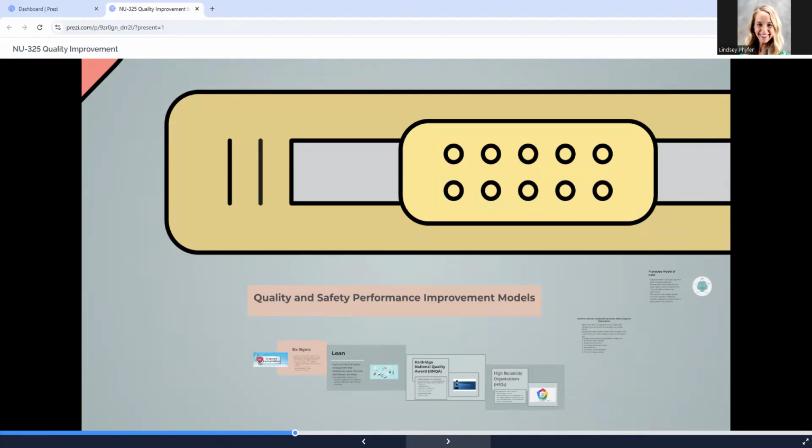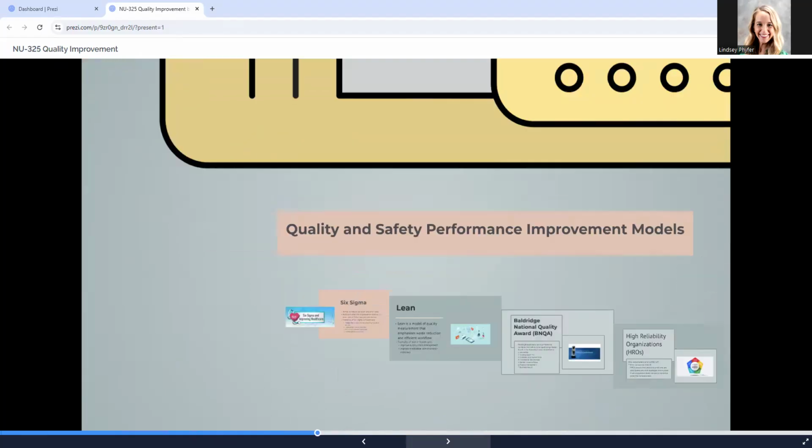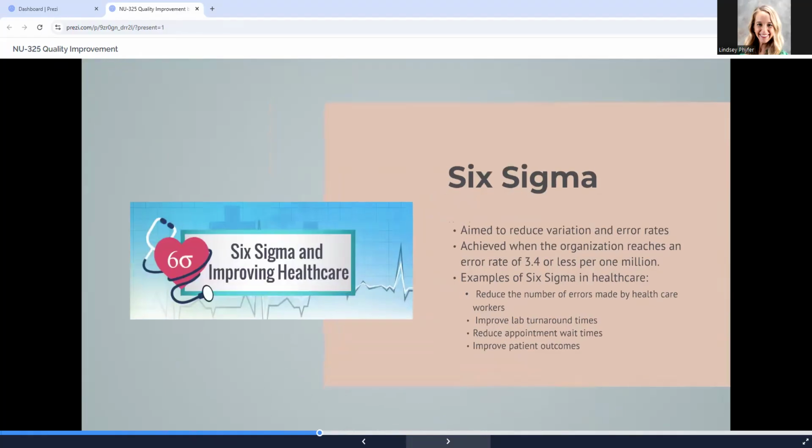So now let's look at some different quality and safety performance improvement models. So the first one is called Six Sigma, and Six Sigma is aimed to reduce variation in error rates. It's achieved when an organization reaches an error rate of 3.4 or less per 1 million.